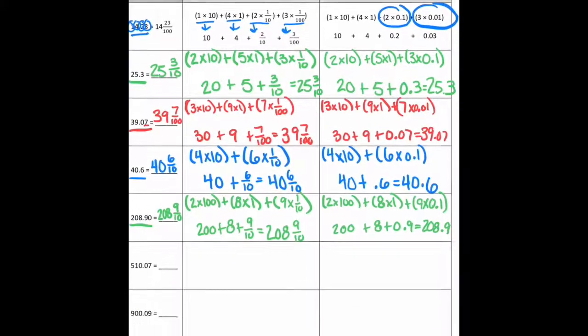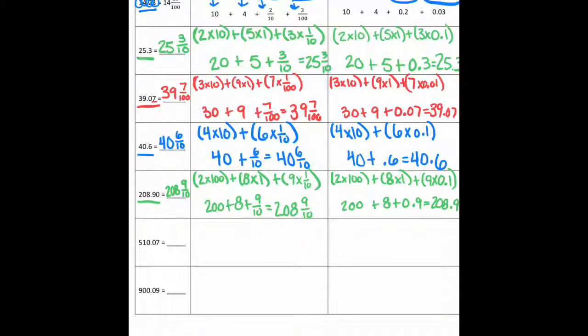Alright, on the next one we have 510 and 7/100ths, not 7/10ths because that 7 is in the hundredths place. So I'm going to write 510 and 7/100ths. And when I write this in expanded form, I'm going to say 5 times 100 because there's a 5 in the hundreds place. I'm going to say 1 times 10 because there's a 1 in the tens place. I have nothing in the ones place, so I'm going to leave it alone. And I'm going to say 7 times 1/100th. So I write it down here. I'm going to say 500 plus 10 plus 7/100ths, which will give me 510 and 7/100ths.